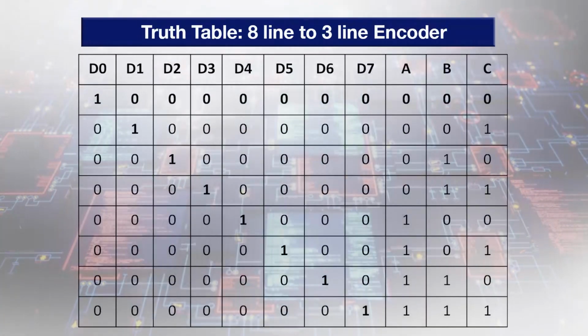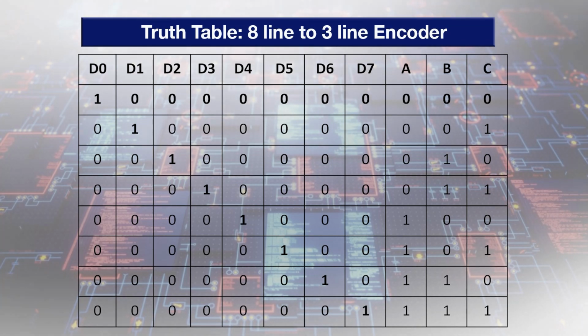You can see when the D0 input is high, the corresponding output code is equal to 0 0 0. Likewise, when the D5 input is high, the output code is equal to 1 0 1, and similarly when D7 is high, the corresponding output code equals 1 1 1. This way we get the specific output code corresponding to the individual inputs, and based on this truth table we can also design a logic circuit of this 8 to 3 encoder.